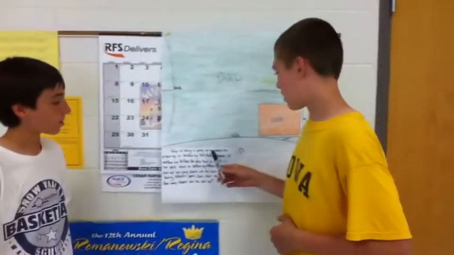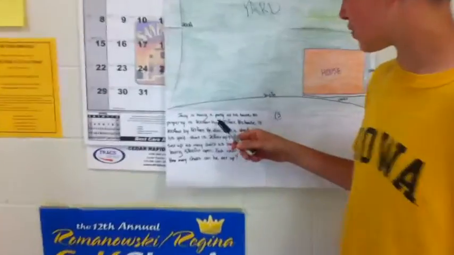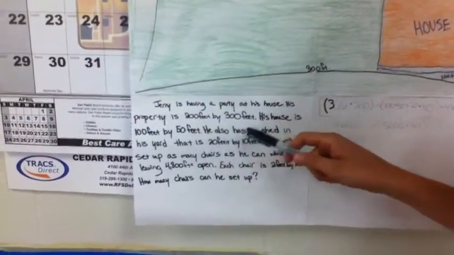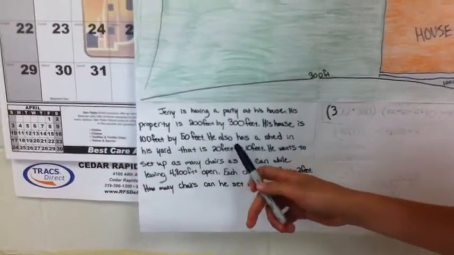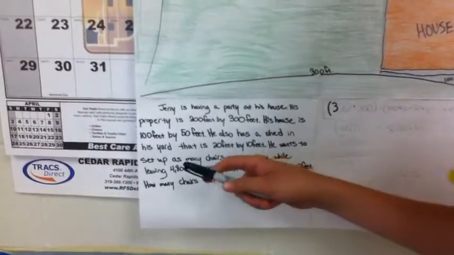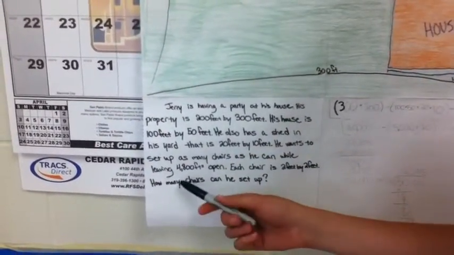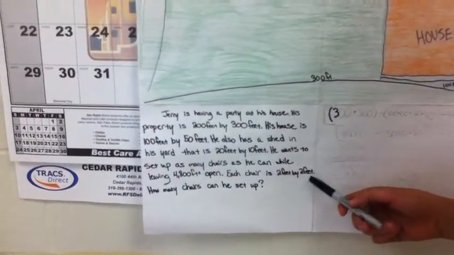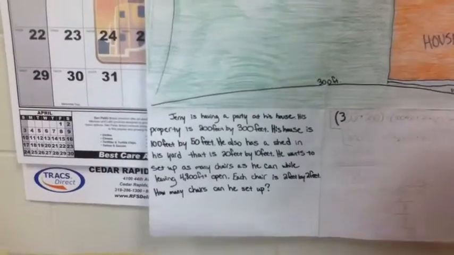Yes, Ken? Okay, today we are going to teach you about a story problem from chapter 9. Jerry is having a party at his house. His property is 200 feet by 300 feet. His house is 100 feet by 50 feet. He also has a shed in his yard that is 20 feet by 10 feet. He wants to set up as many chairs as he can while leaving 4,800 feet squared open. Each chair is 2 by 2 feet. How many chairs can he set up?